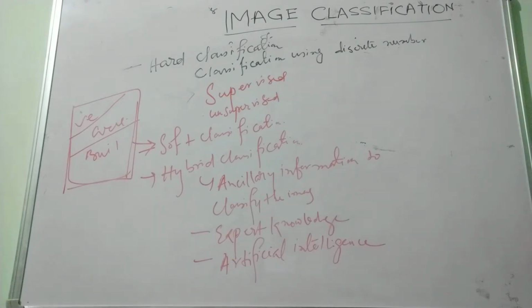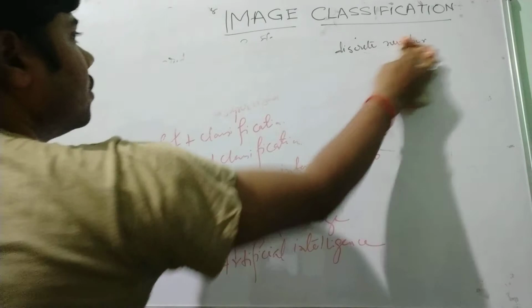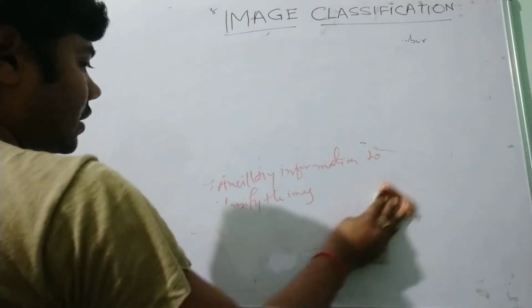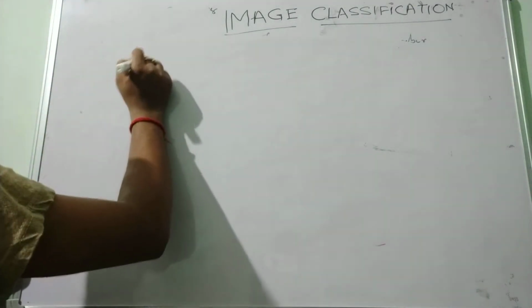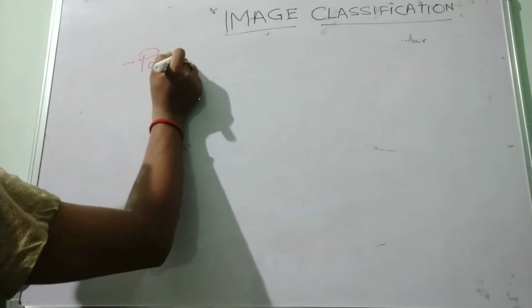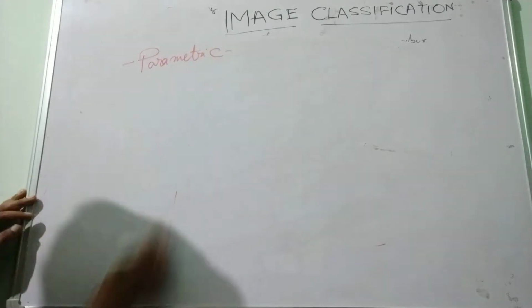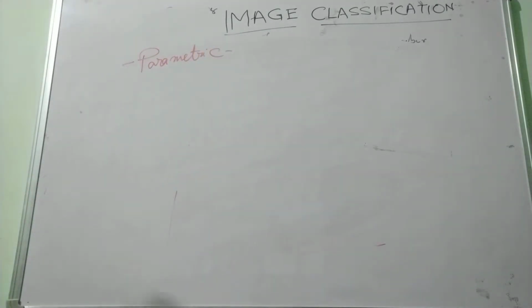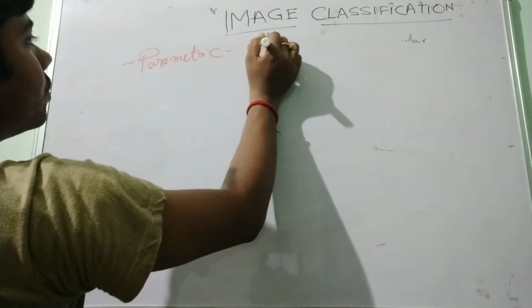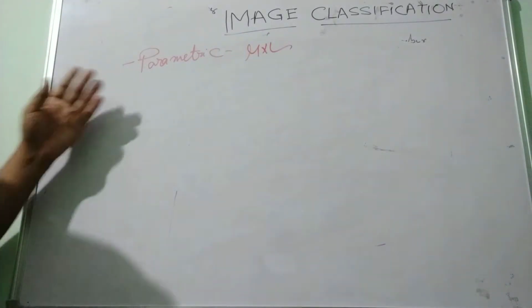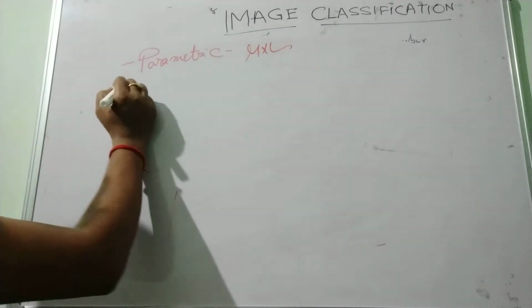Now, based on the statistical characteristics, we can also classify the digital image classification into parametric, that means the data are normally distributed with prior knowledge of the class density. Here we generally use the maximum likelihood classification algorithm in parametric, which is also known as MXL. We will discuss it in detail later in our next classes.